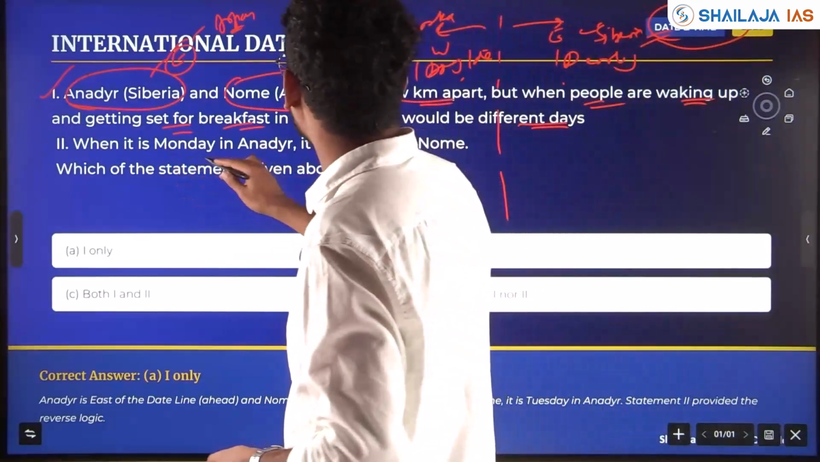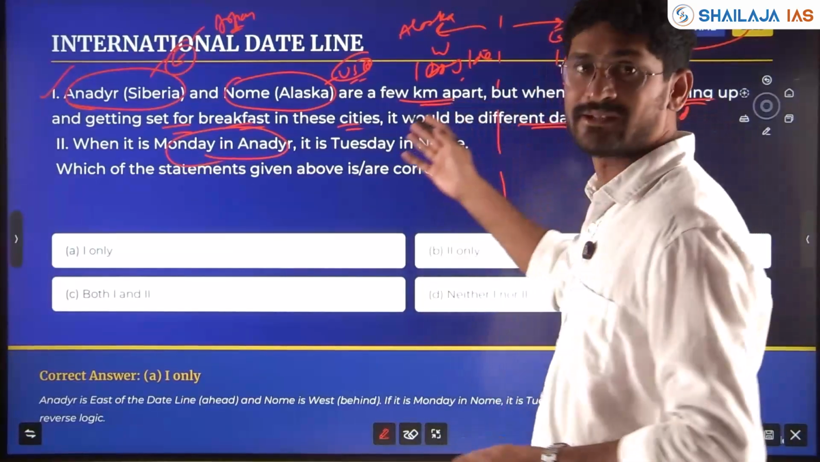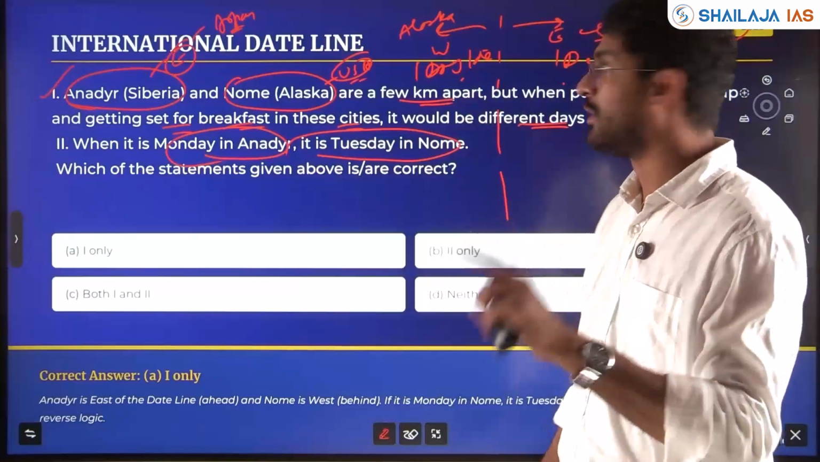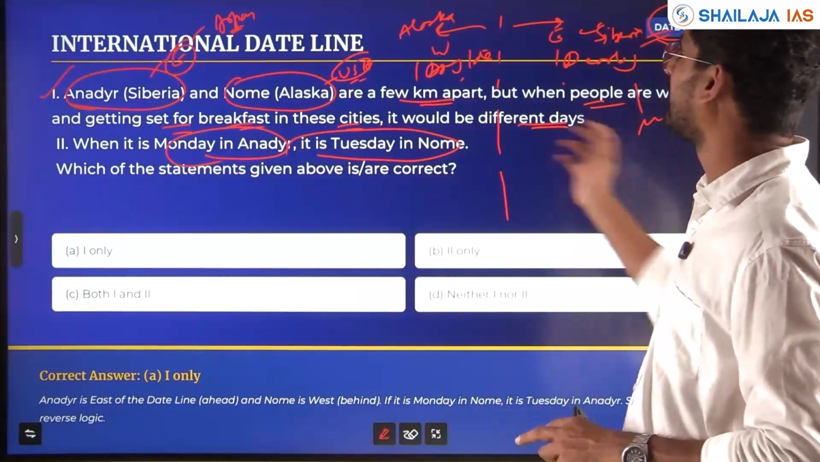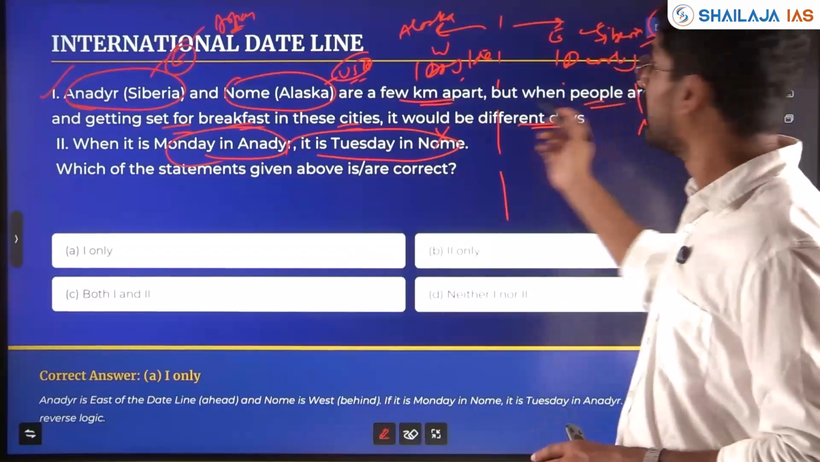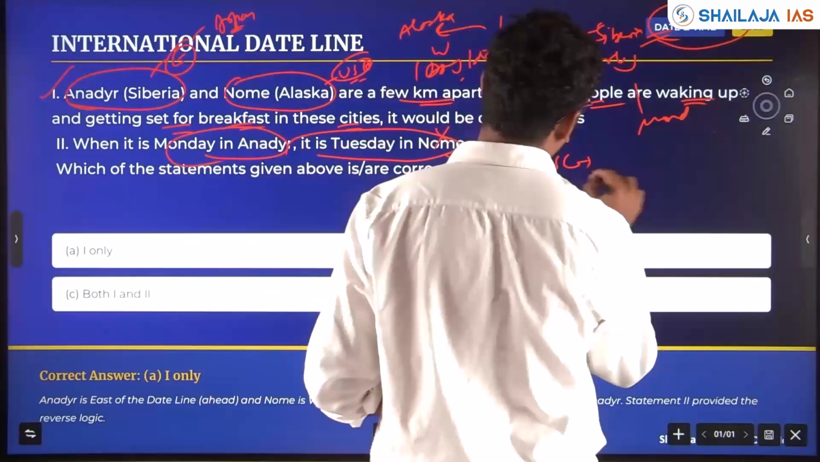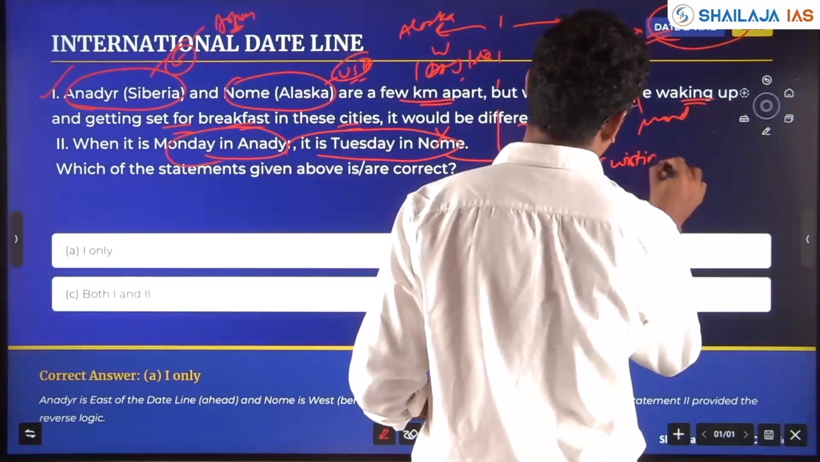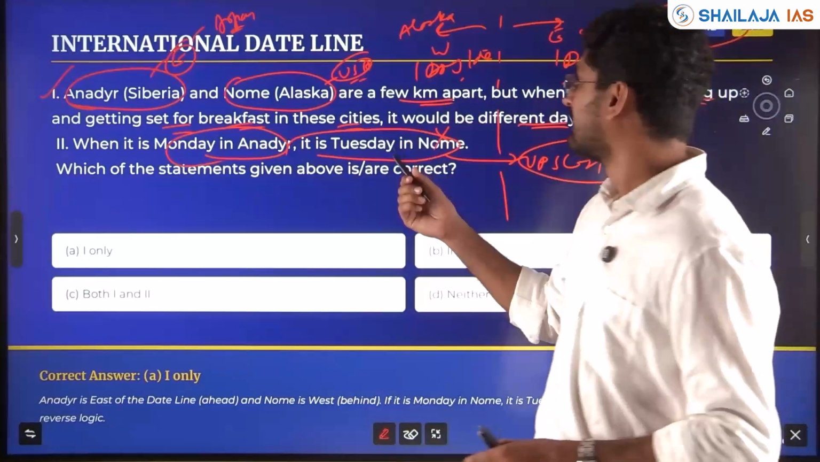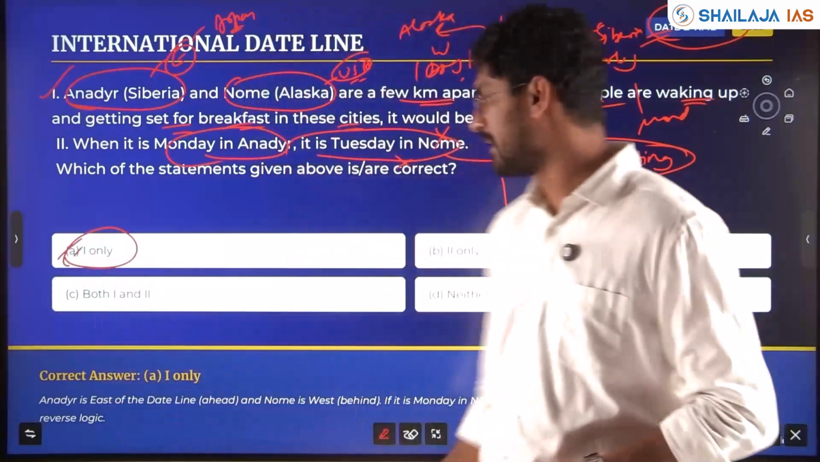When it is Monday in Anadyr, it should still be Sunday here. It is Tuesday in Nome. Is it Tuesday? He has given it the opposite way. If it is Monday in Anadyr, then in Nome, Alaska, it will be Sunday, not Tuesday. If it is Tuesday here, it will be Monday here. So yes, a twist. UPSC's favorite trap of twisting, checking your conceptual clarity. If it is Monday here, then in Nome, Alaska it will be Sunday, not Tuesday. So only one statement is correct, the second statement is wrong.